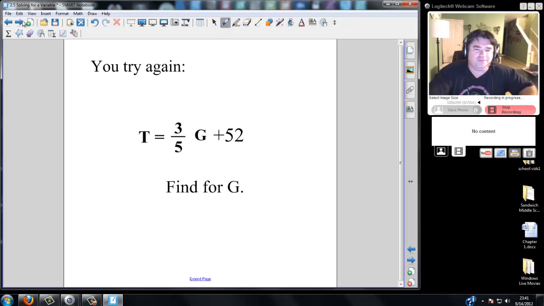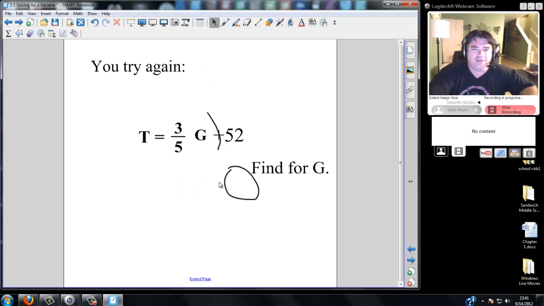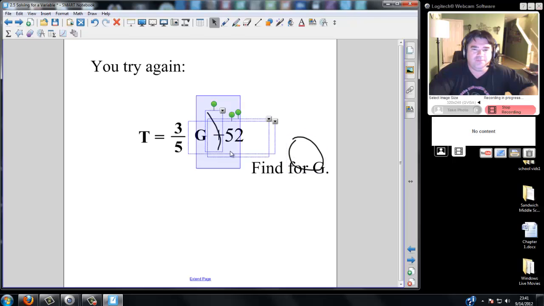Moving on. You try again. T equals 3/5 g plus 52. Find for g. Go ahead. Pause it. Okay. Let's see what you got. First, I got rid of the 52. So, let's slide this over here. Get out of the way. You get out of the way too. Yeah, well, you get out of the way.